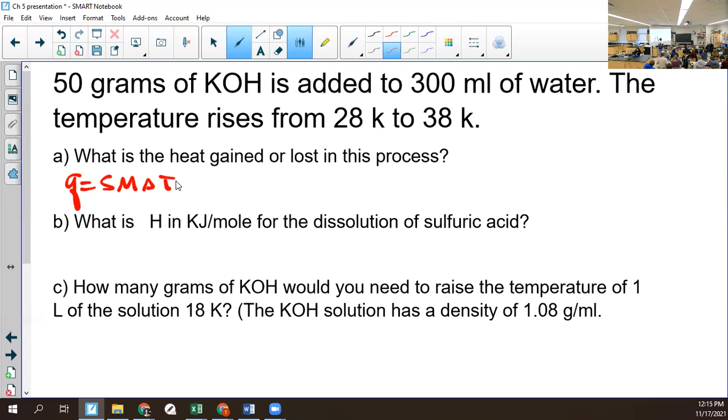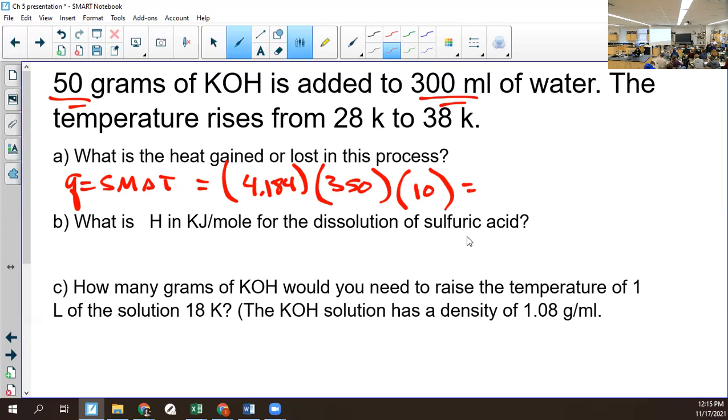So A, it wants the heat gained, and remember that's Q. S, specific heat. M, the mass of the solution. Delta T, the change in temperature. We ready? So it is 4.184. The mass is 50 grams plus 300 grams because water's density is 1 gram per 1 milliliter, right? So that's 350. And the change in temperature is just 10. And then you multiply that out and get a value.